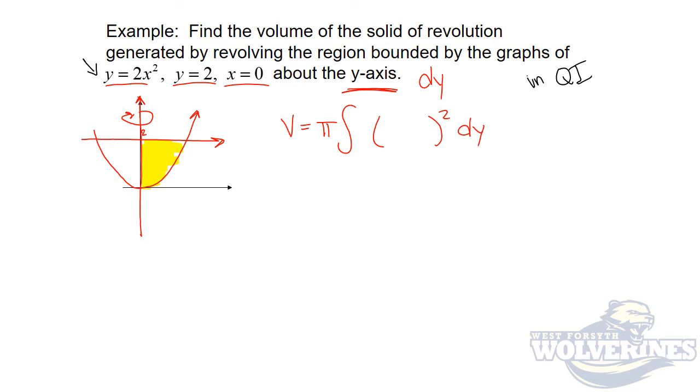So first of all, because I'm in a dy scenario, my y values on my definite integral are bottom to top, right? So the bottom is 0, right? Because it's x equals 0 and y equals 2x squared. So my bottom is 0, my top is that 2. So kind of like before, right? That 2, the way it ends up serving its purpose is as that upper boundary. So now I need to figure out my radius.